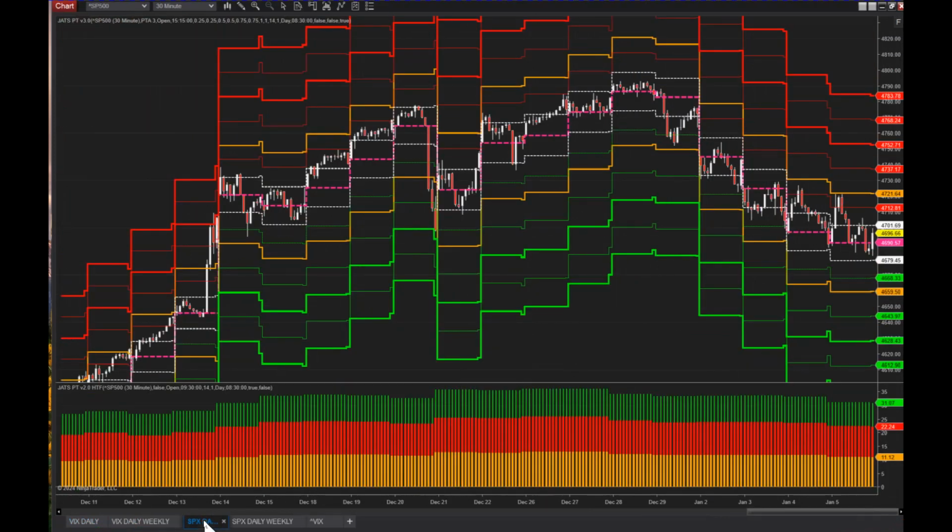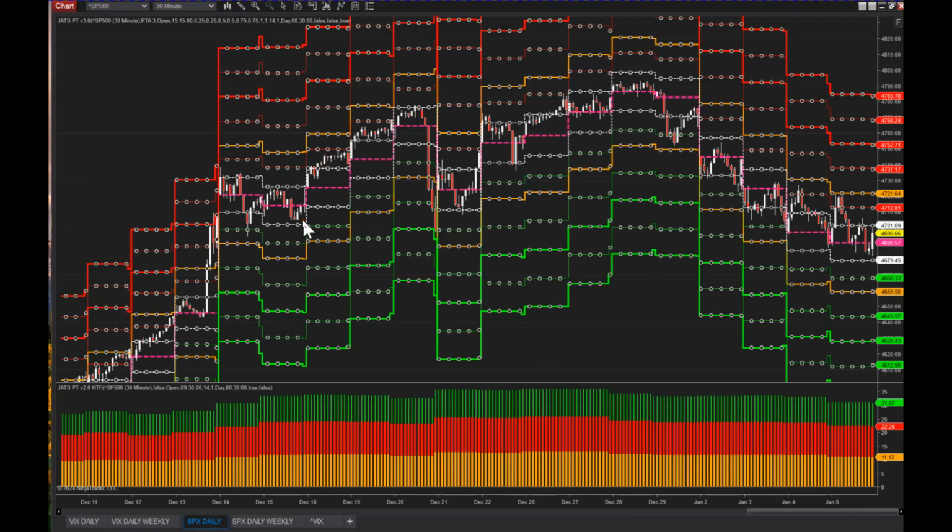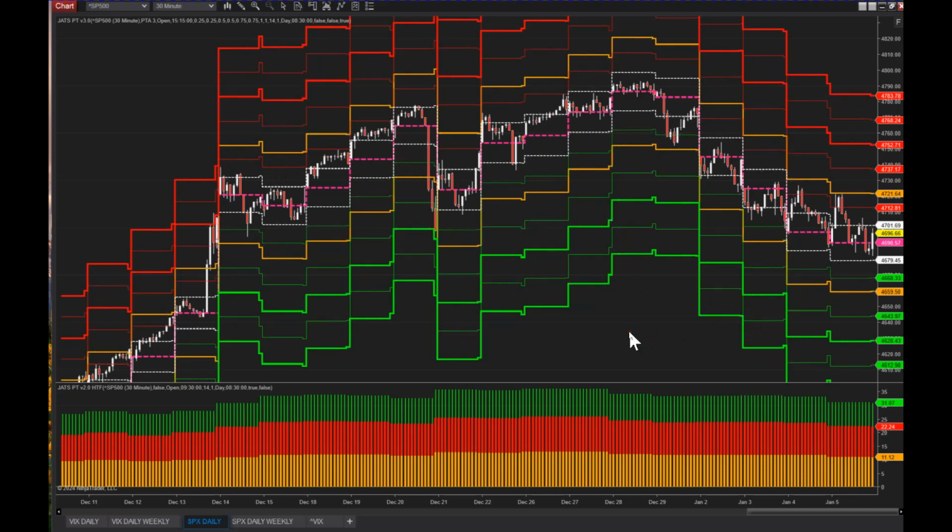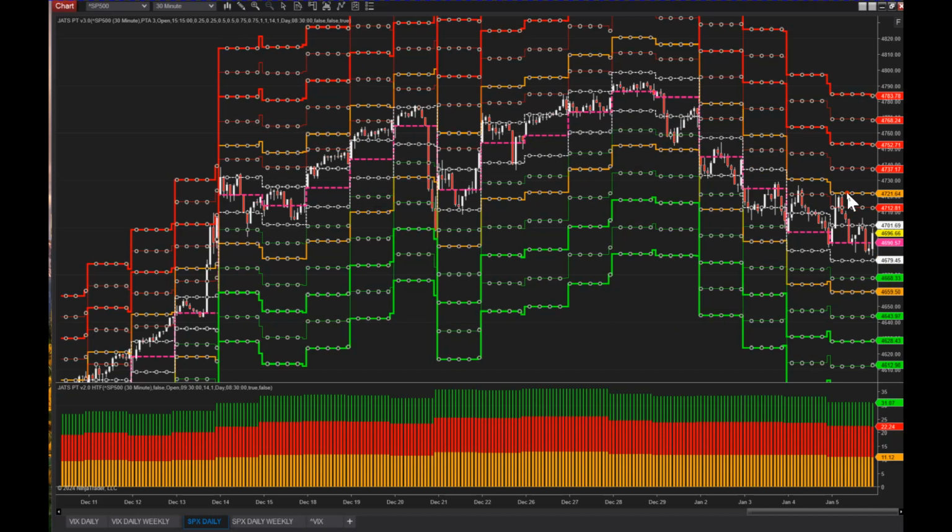SPX, it's the same thing with the bell curve. Here's a daily with an RTH, or this is just daily because it's an RTH session based only. And you can see that they trade very well to the PT 123s. Here on Friday, it went right up to the daily three, and then came down to the daily one.